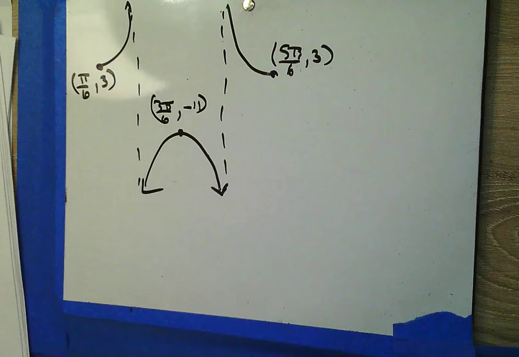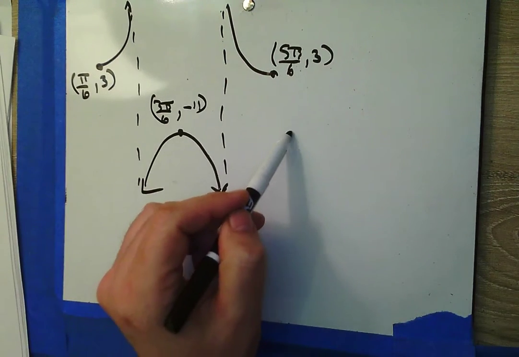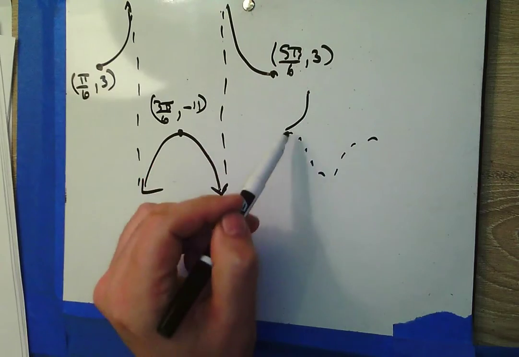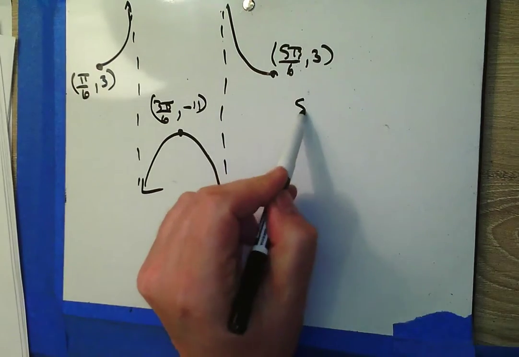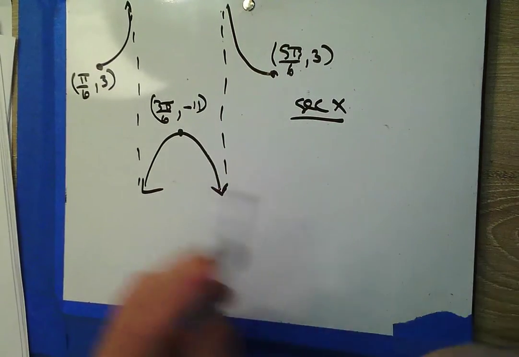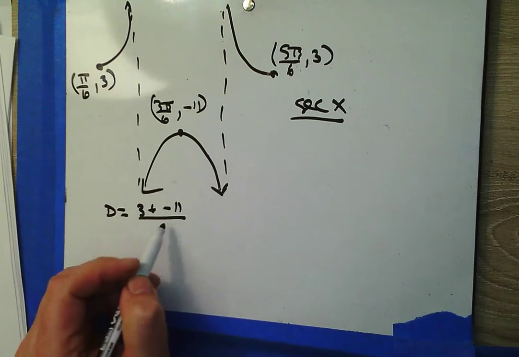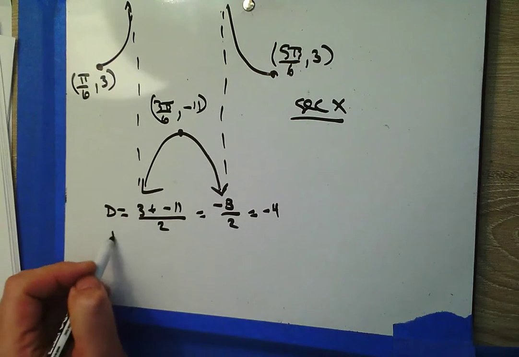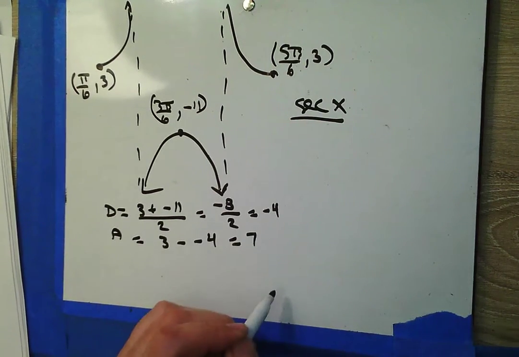So, is this secant or cosecant? Is it positive or negative? Well, it has 2 quarter periods, so we know we're looking at secant. And because cosine starts this way, when secant goes up first, we know we're looking at regular cosine, so we're looking at regular secant, not negative secant. This is secant x. Okay, our d value is going to be the average of 3 and negative 11. That's going to be negative 8 over 2, or negative 4. Our a value is 3 minus that negative 4, or 7.